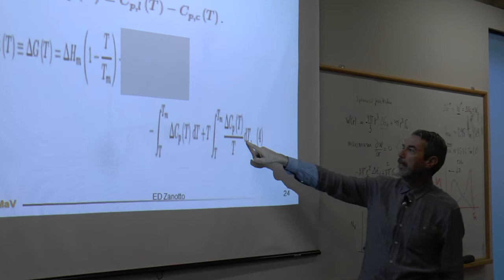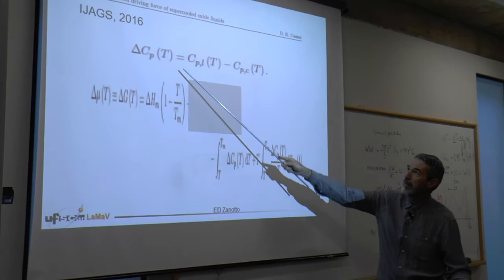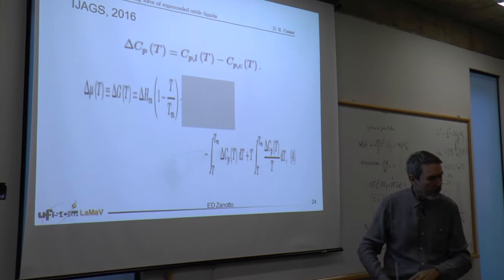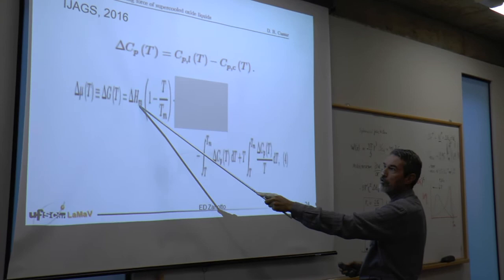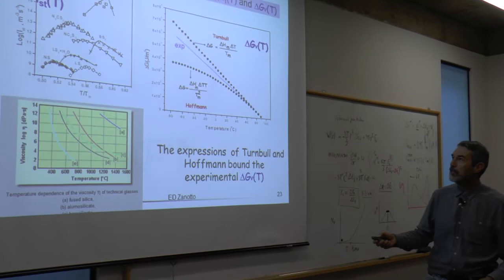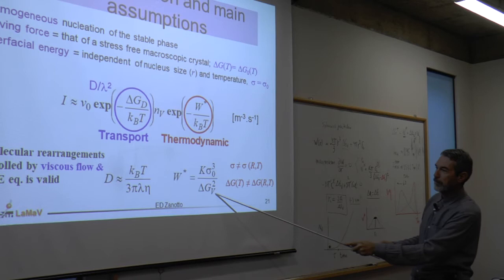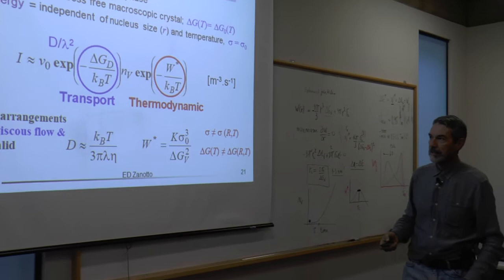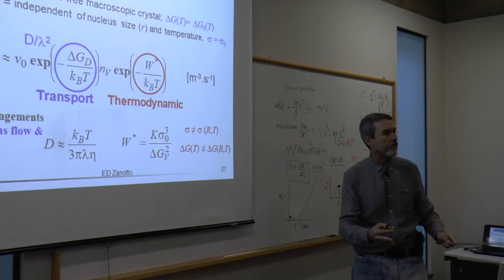You have everything to calculate for your glass. You need the melting point, the heat of melting of the crystal phase, and delta Cp. It's a simple integral. This will give the experimental delta G, because you are using experimental values of delta Cp, delta Hm, and Tm. So this should give the expression that is needed to calculate W. Everything is known except sigma zero, but sigma zero will be an adjustable parameter.